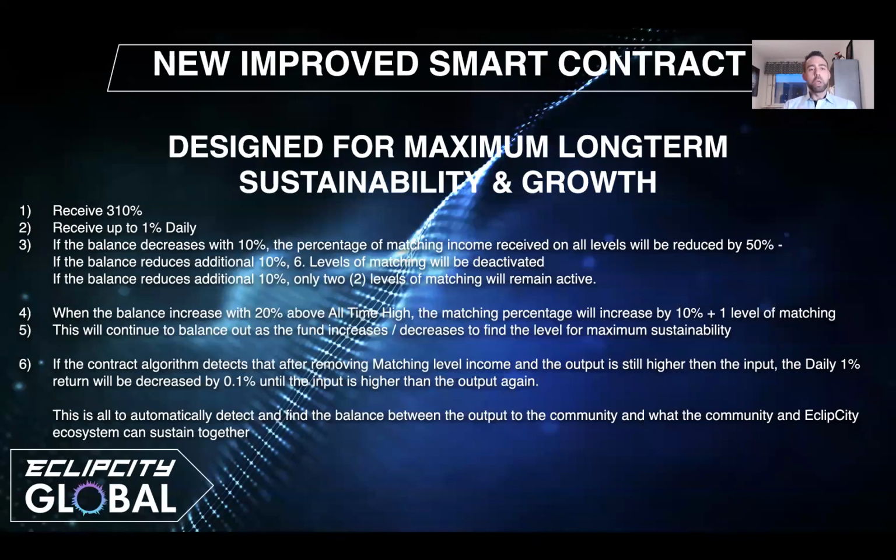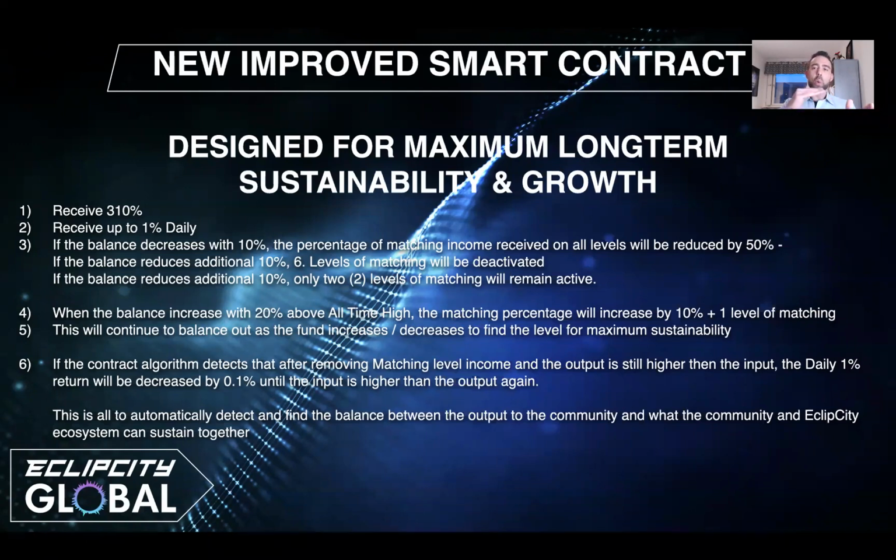Now, you'll receive up to 1% daily. Everyone is receiving 1% as of right now and will continue to do so for a long time ahead. I doubt it will change. If the balance decreases, so if the balance of EclipCity Global decreases by 10%, the percentage of matching income received on all levels will be reduced by 50%.